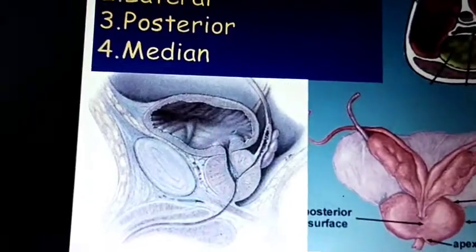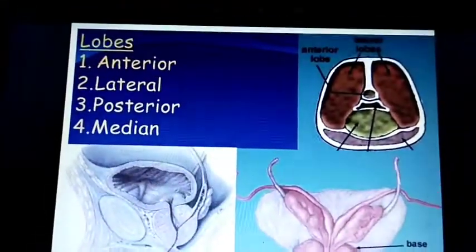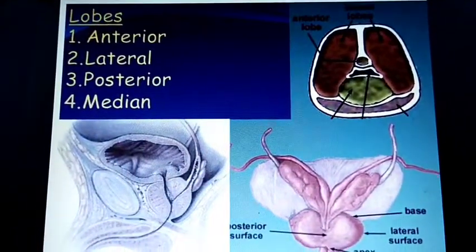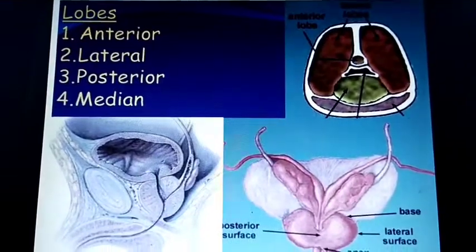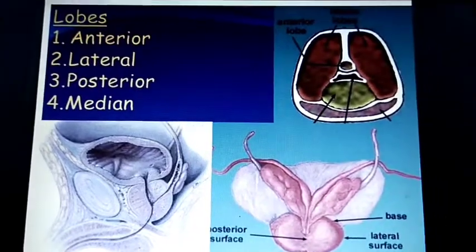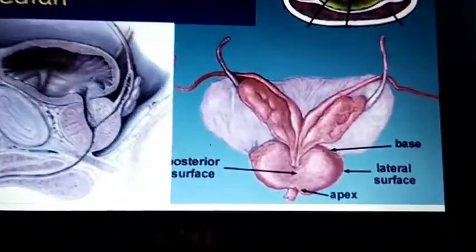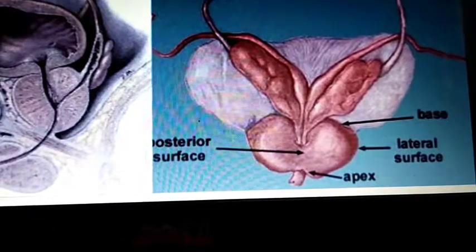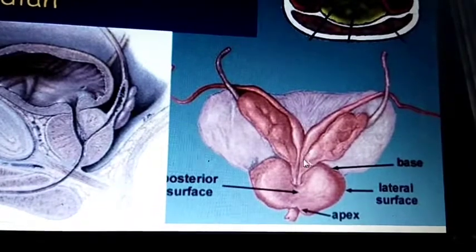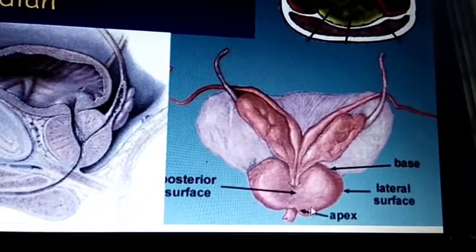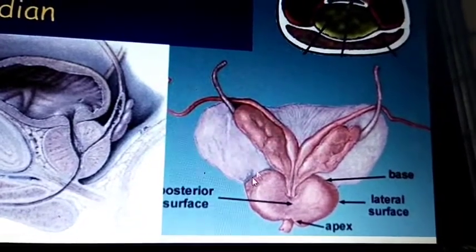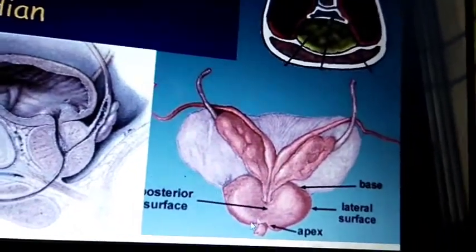Now we can go for the lobar anatomy of the prostatic gland. It has four lobes: one anterior lobe, one posterior lobe, one median lobe, not middle, median lobe, and two lateral lobes. In this you can see the prostate, and this is the neck of the bladder. This is the base, this is the apex, and these are the lateral surfaces. Now you can see the posterior surface of the prostate.